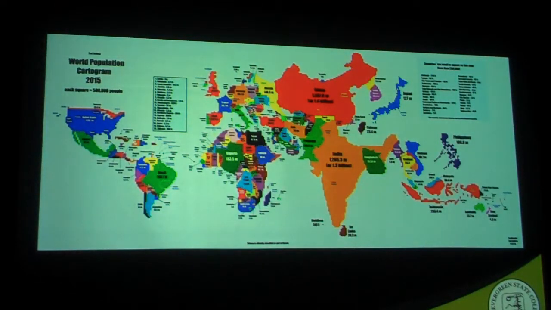So here is a cartogram of world population. Every single country here is scaled to its population. As you can see, Canada is tiny, and so is Russia, in yellow right there. So this is the number of people in each country.